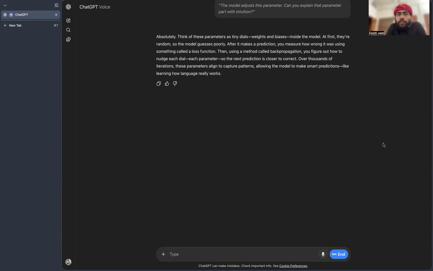Over thousands of iterations, these parameters align to capture patterns, allowing the model to make smart predictions. Okay, but how are things done at the computing level? I think that's what they are using there.